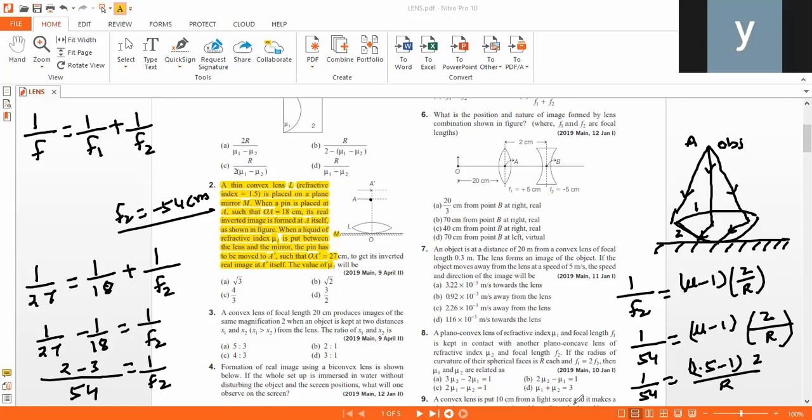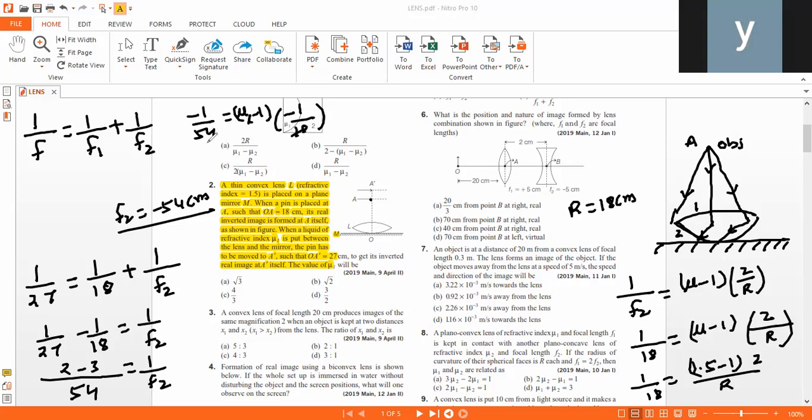And the focal length of the lens, initially it is at 18 centimeter. So it is 1 by 18 equal to, the radius of curvature of the lens will be 18 centimeter initially. Now for the plano convex lens, that is minus 1 by 54 is equal to refractive index of the lens minus 1 by 18.